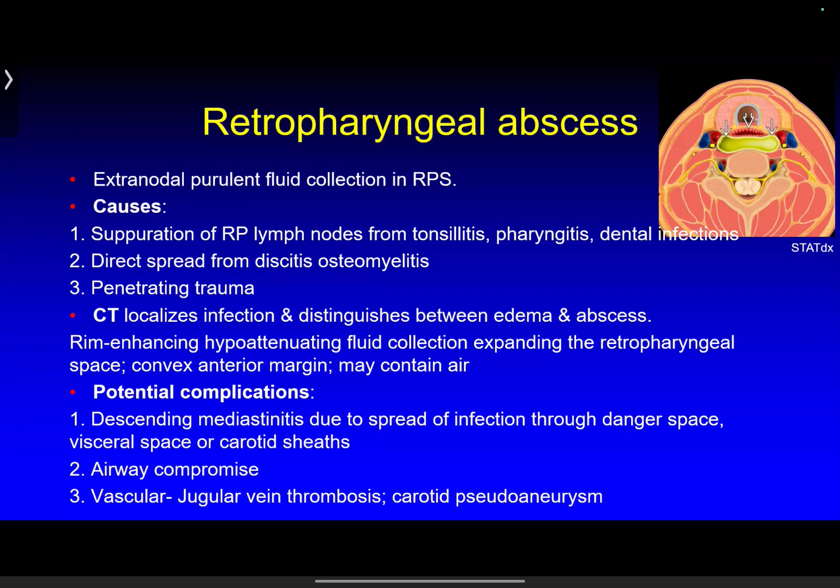A rim-enhancing, hypoattenuating fluid collection expanding the retropharyngeal space with a convex anterior margin is classic of an abscess, and it may contain air. The potential complications are serious. Descending mediastinitis can occur due to spread of infection through either the danger space, the visceral space, or the carotid sheaths. You may have airway compromise, and there could be vascular complications, which include jugular vein thrombosis or carotid pseudoaneurysms.